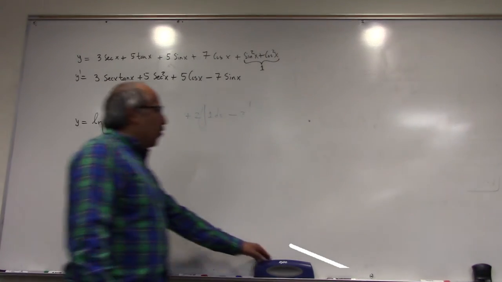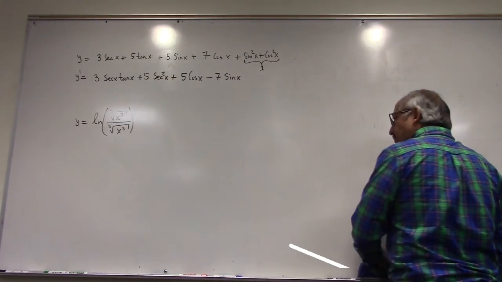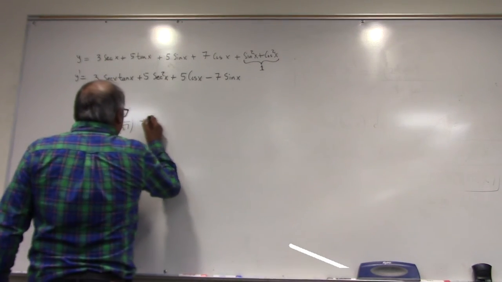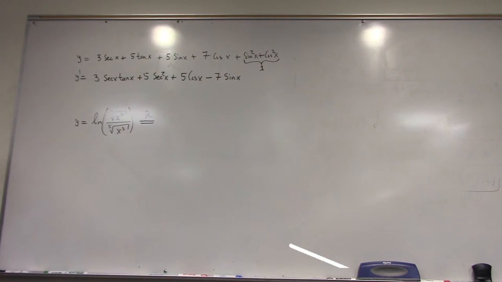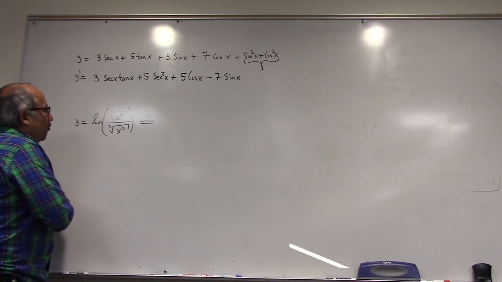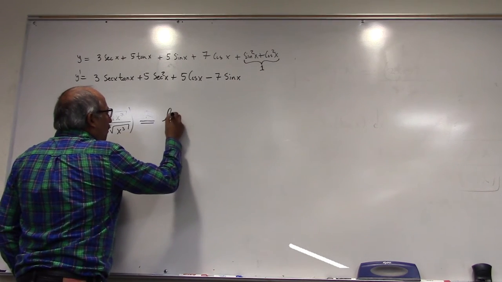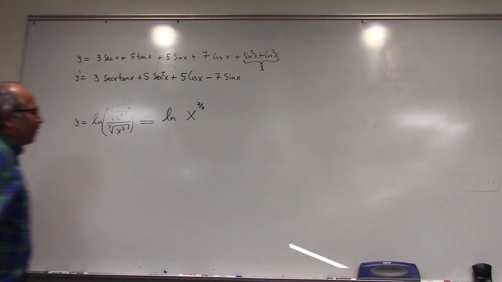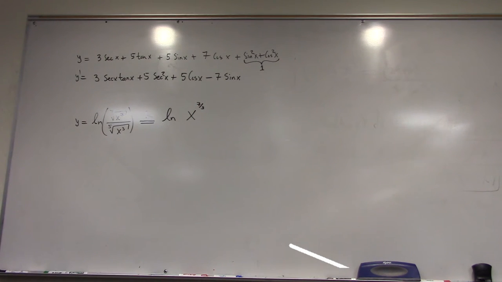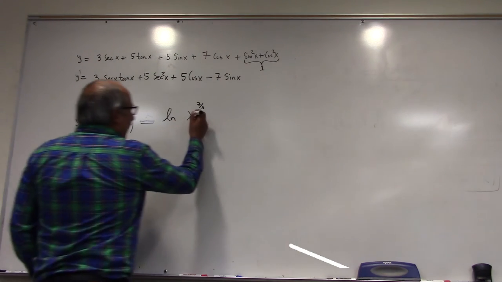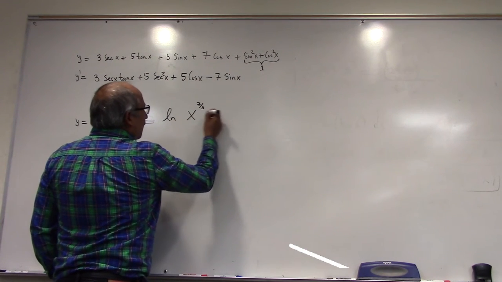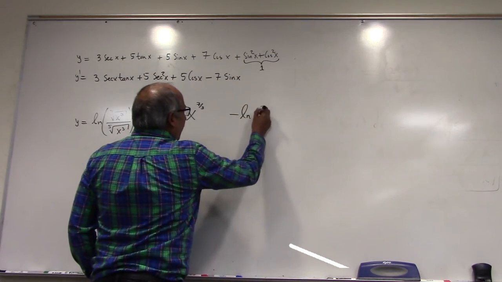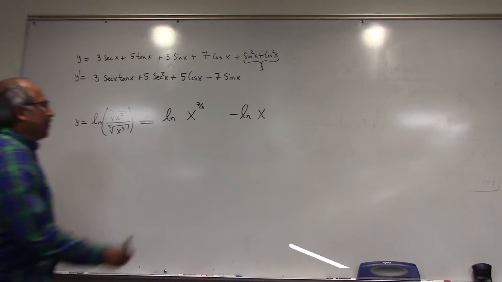All right, who has an idea? Separating. First, you rewrite it. R for rewriting, and then I will take the derivative after I rewrite it. So you write it as what? Ln of x to the 7/3. Very good. So far, so good. Minus ln of x to the 3/5.